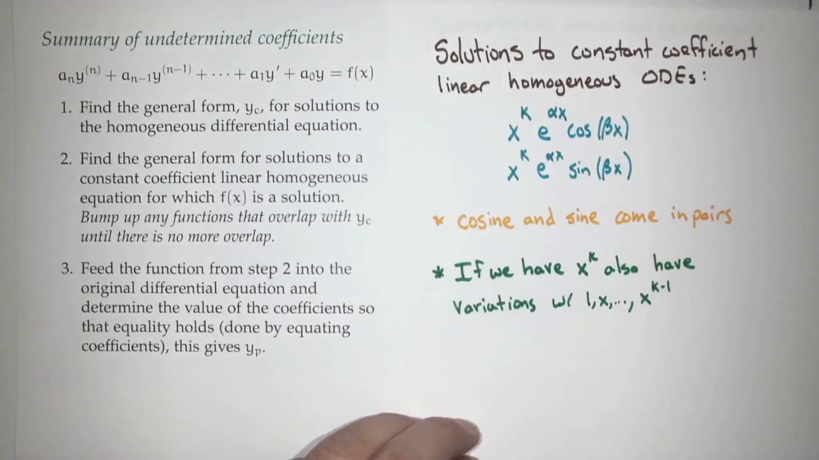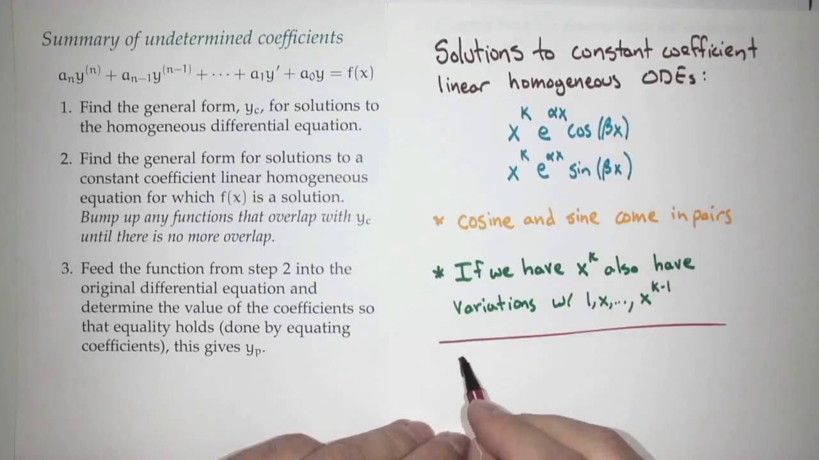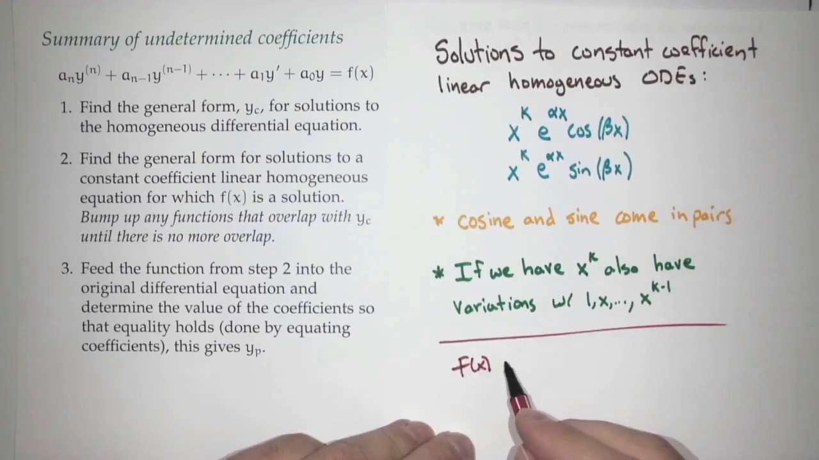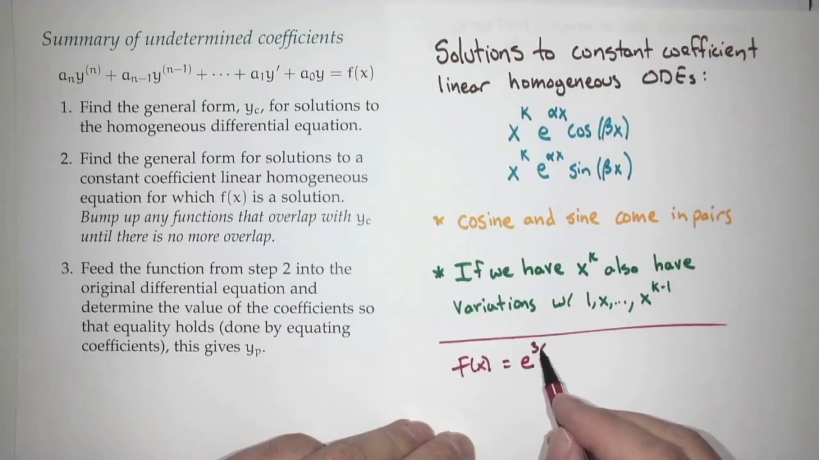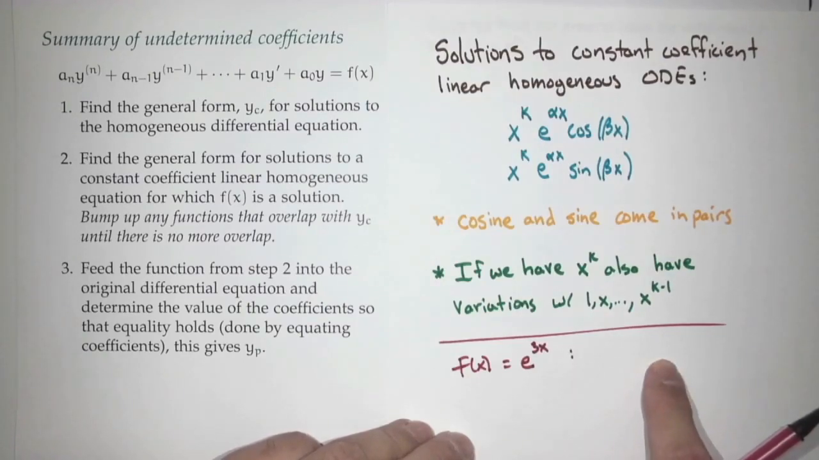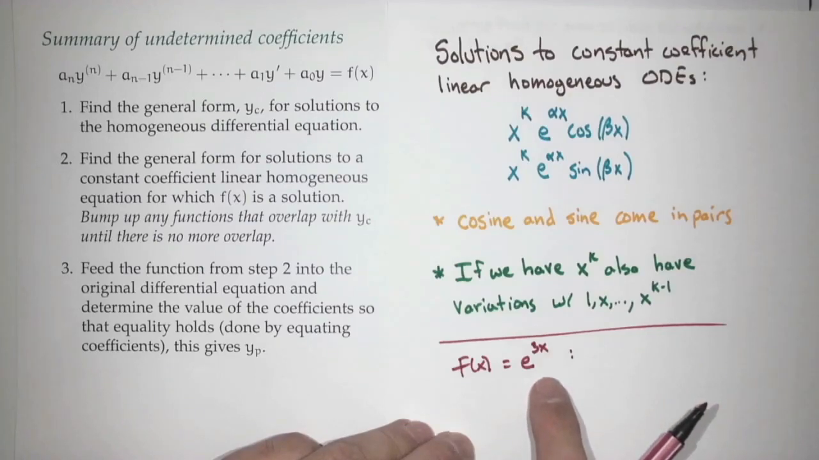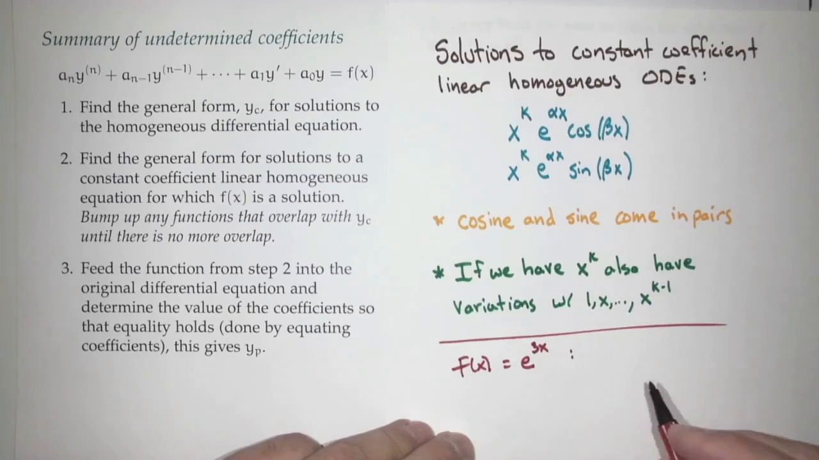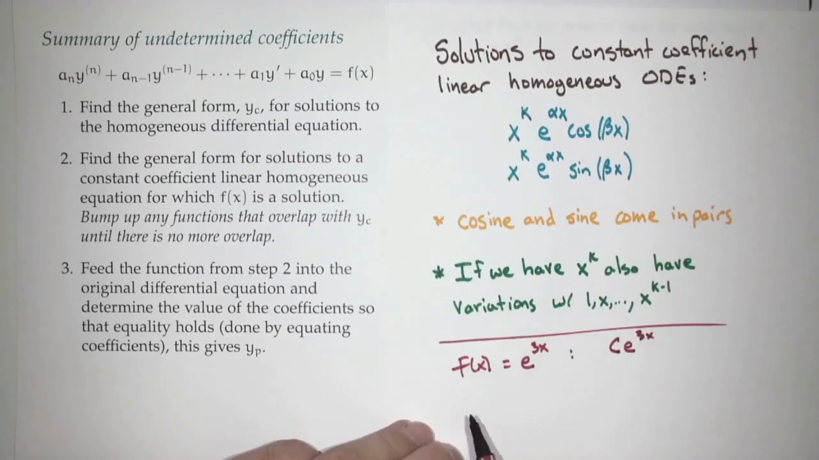So, let's test ourselves. What's the general form? Suppose f of x, our little f of x, was e to the 3x. Okay. What's the general form look like? I know, very big question. C e to the 3x? Yes, some constant, e to the 3x. That's the answer.